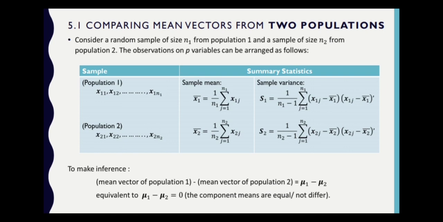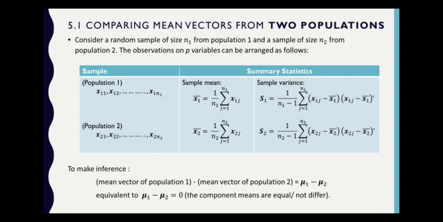Then we shall find the sample mean x1 bar and sample mean x2 bar. Okay, and we also will have the sample variance S1 and sample variance S2 for the first and second population. Okay, kena buat satu-satu lah untuk first population and second population, and then macam biasa kena cari mean vector dan juga variance covariance.